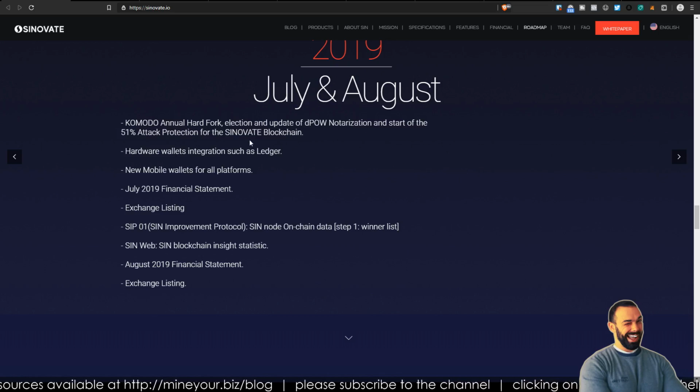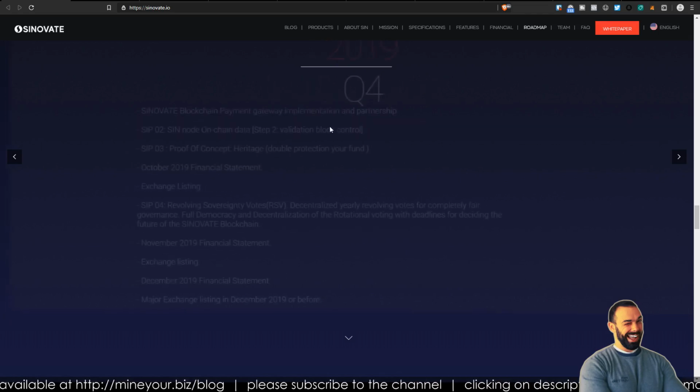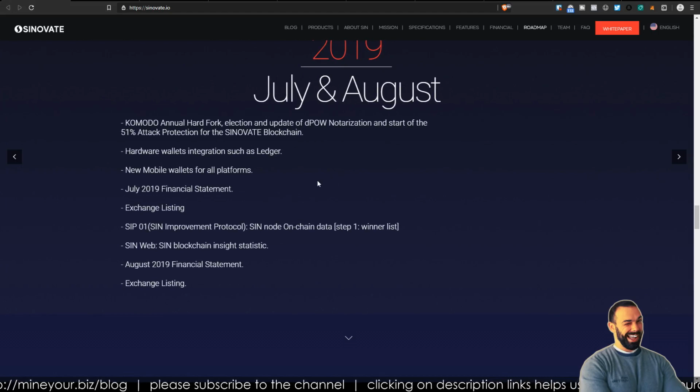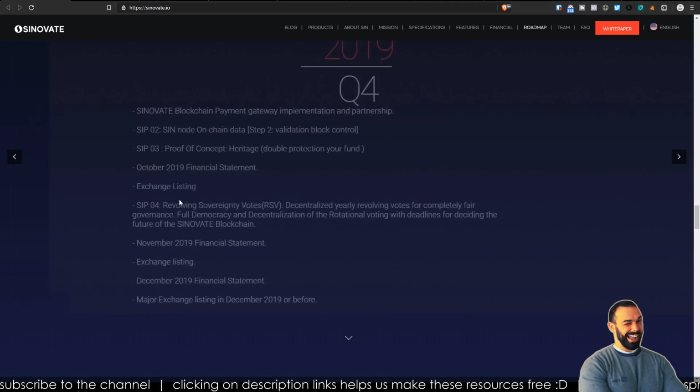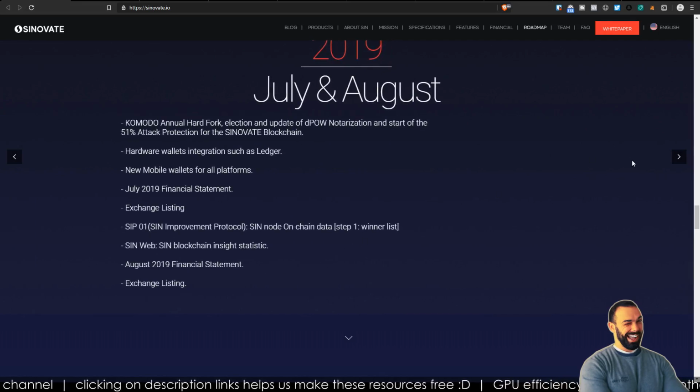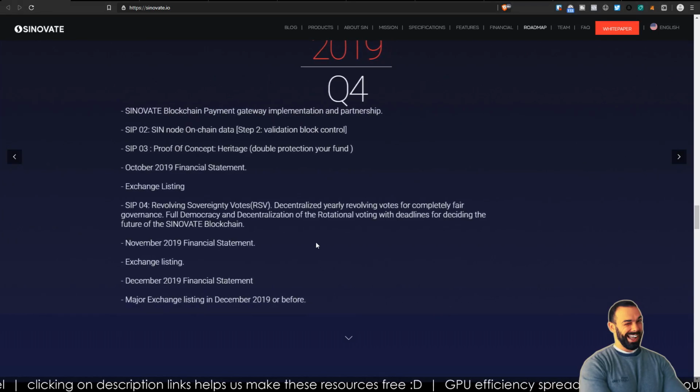Notarization as well, which I don't know if anybody's talking about it, but the notarization, I believe, was contributed by the SafeCoin team. So bravo, SafeCoin team. Hardware wallets, they're working on getting integrated into Ledger, which would be awesome. Exchange listings is an ongoing issue for most coins, so apparently they're working on that as well. All right, so we'll see what comes at the end of this year, though.